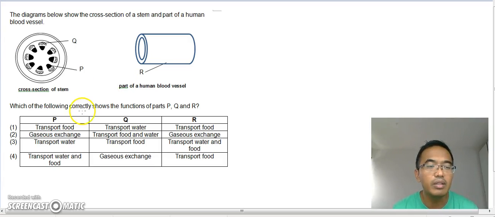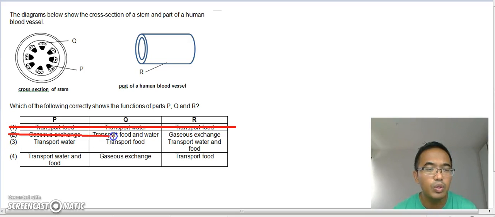If you can see that, then you know that P is the inner, so it cannot transport food. And if it cannot transport food, option 1 is totally wrong, and you don't have to look at it at all. Here they say P is about gaseous exchange. We know that it is not, because gaseous exchange for plants happens in the stomata. Here we have transport water, which is correct, but here we have transport water and food, which is not correct, because it only transports one, which is water.